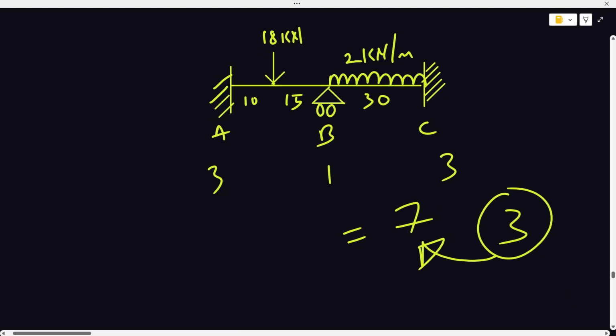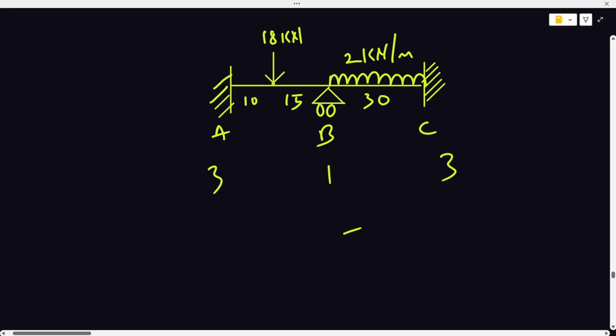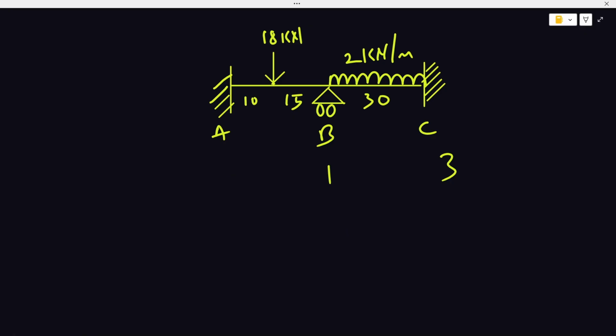So we have to resort to one of the methods, whether the force method or the displacement method. In this displacement method, we're using slope deflection in this video. So let's get straight to it.